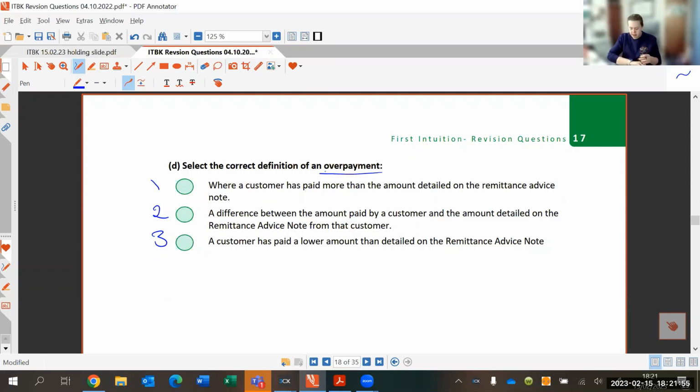This one's a little bit tricky, really, because of the wording. I've got one vote for the first one. Any disagreements? Yeah, we're quite happy with number one. Yeah, I agree as well. An overpayment is where it says maybe more than the amount detailed on the remittance advice note, but it could be that they've also paid more than the balance on their receivables ledger account. So a bit like the opposite way round to what we had on the part A question, where we were working out all those different bits and bobs.